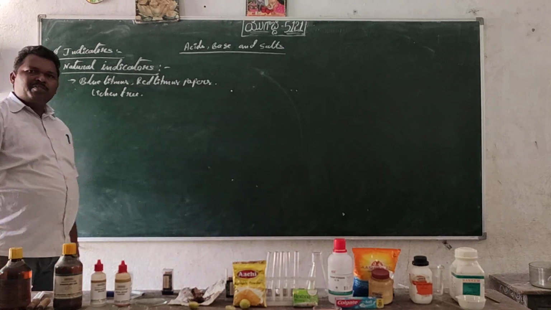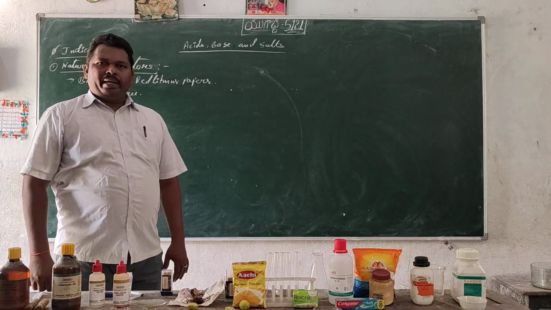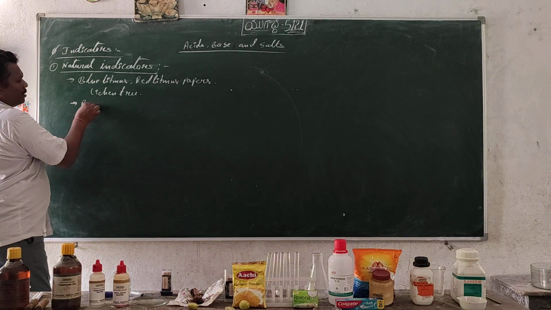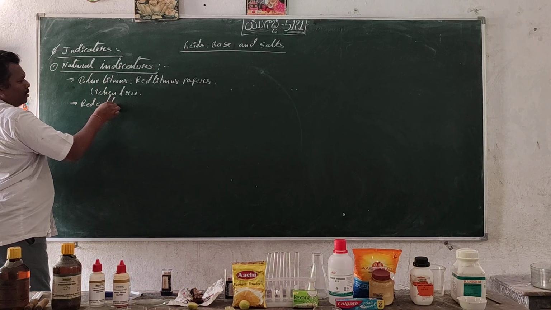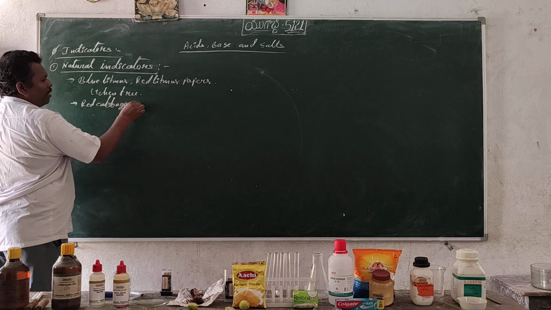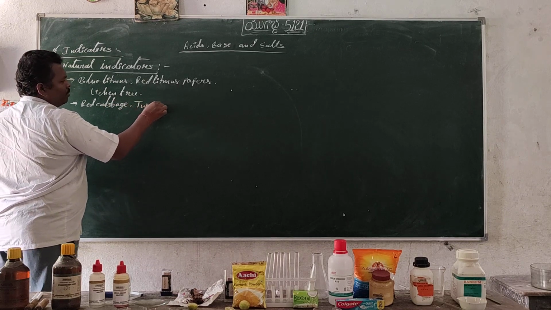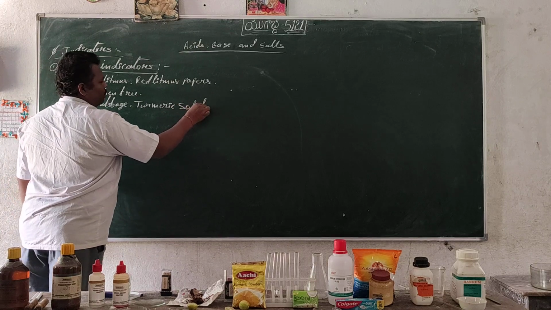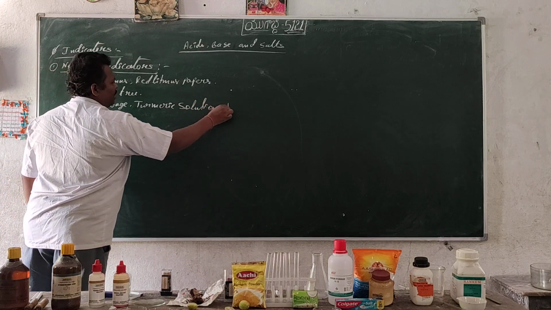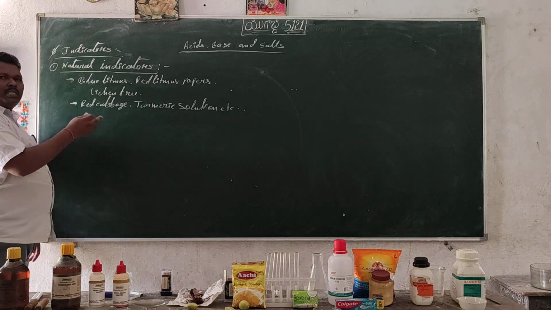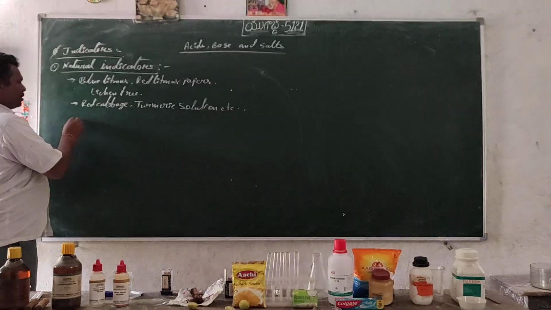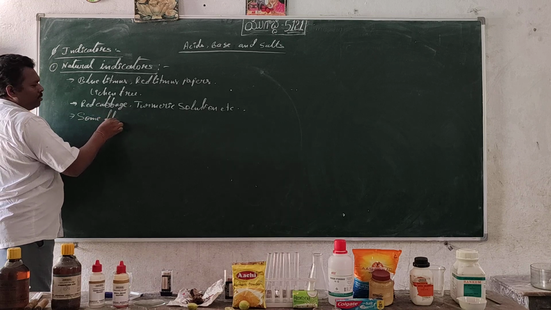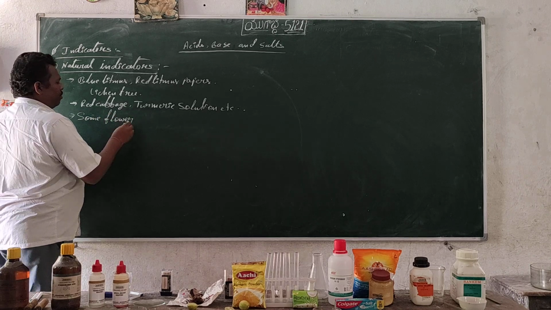This lichen tree belongs to the plant division Thallophyte. Then red cabbage and turmeric solution, and also some flower petals.